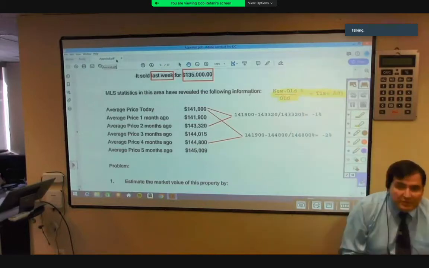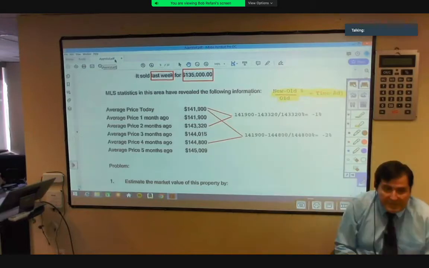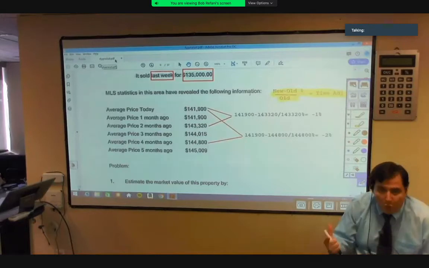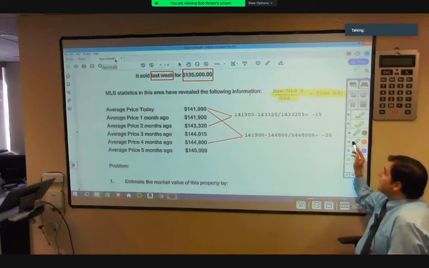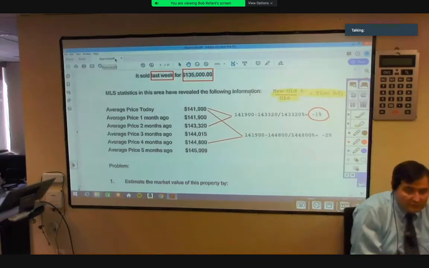So between now and 2 months ago, which one is newer and which one is older? Now is newer than 2 months ago. Am I correct? So new minus old, divide by old, push percentage. That's going to be 1% going down. From 2 months ago, the prices went 1% down.